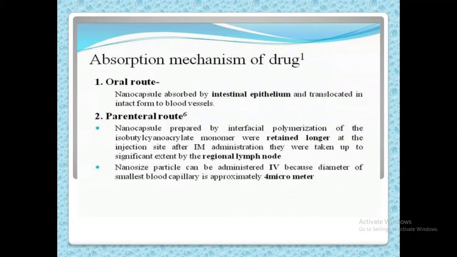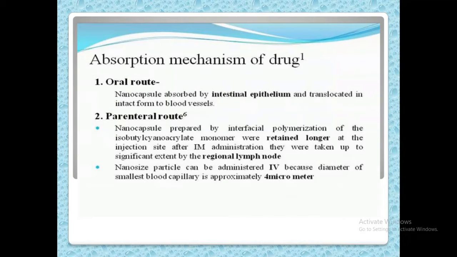We have seen different methods of nanocapsule formation. One method is the interfacial polymerization method. The nanocapsules prepared by interfacial polymerization of the isobutyl cyanoacrylate monomer were retained longer at the injection site after IM, intramuscular administration. Okay, you are directly injecting the capsule into muscles. That is IM administration. They were taken up to a significant extent by the regional lymph nodes.